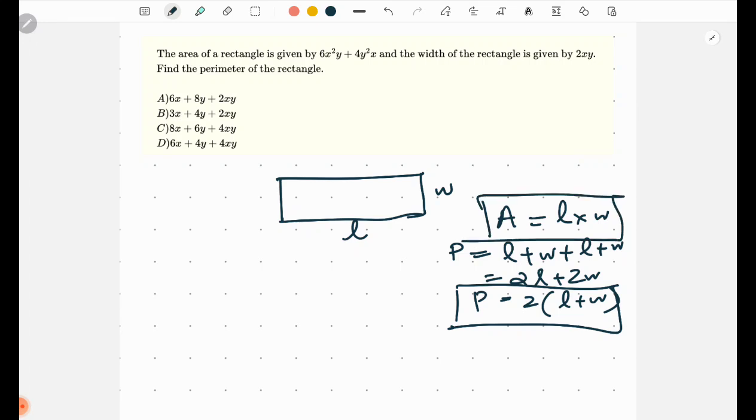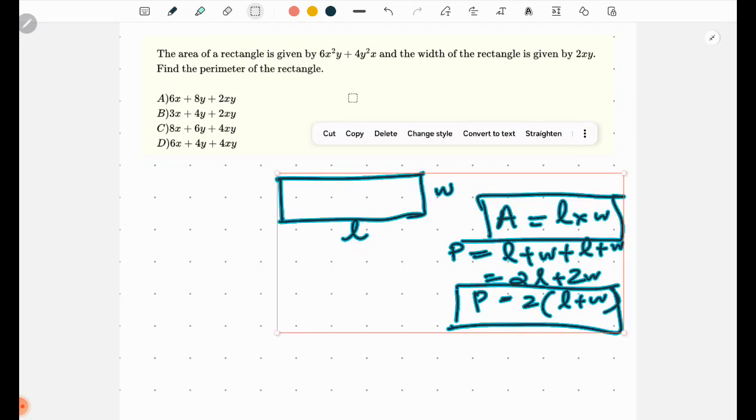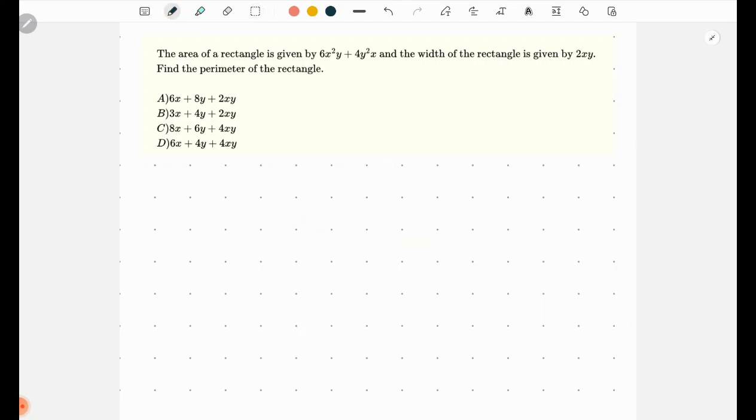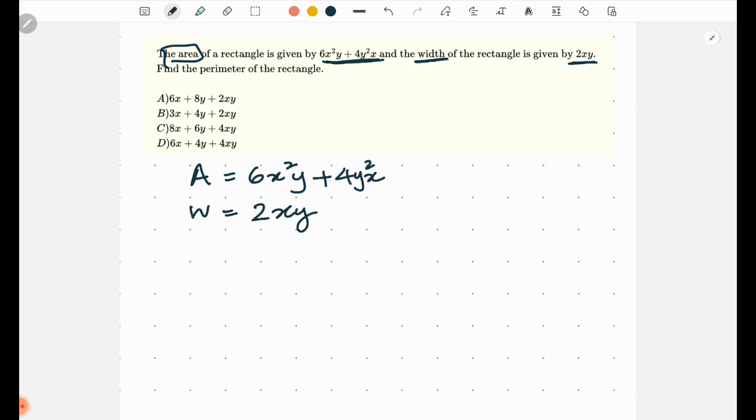So this is the formula for the perimeter, and this is the formula for the area. Area is the product of the length and width. Perimeter is twice the sum of the length and the width. We'll use that. Area is given to be 6x²y + 4y²x. Next is the width. If I denote it by w, then that is 2xy.